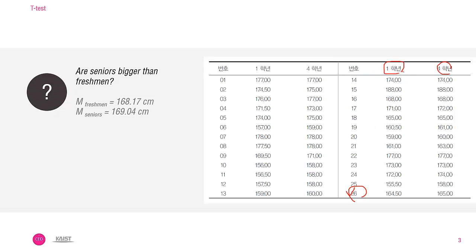So 26 freshman students and the other 26 senior students. Therefore, the test is to examine whether the two average heights, such as 1 meter 68.17 and 1 meter 69.4 centimeters, are statistically different or not. In this case, the independent t-test is appropriate.